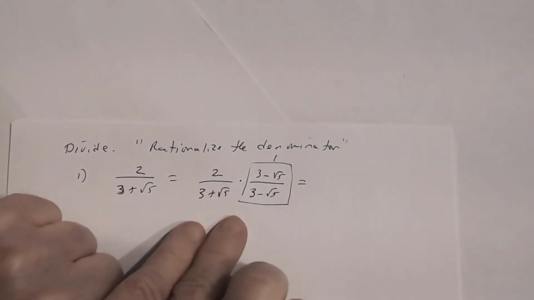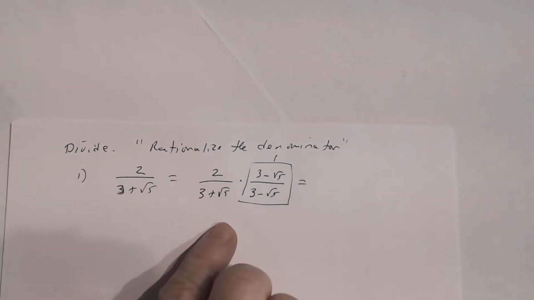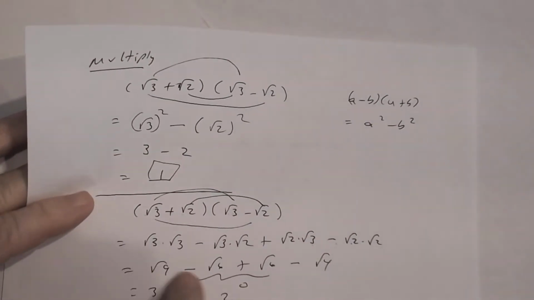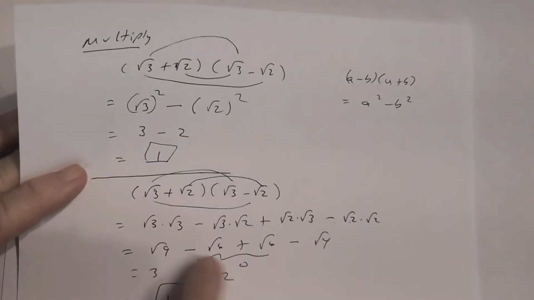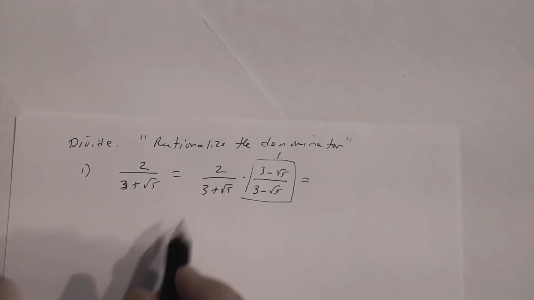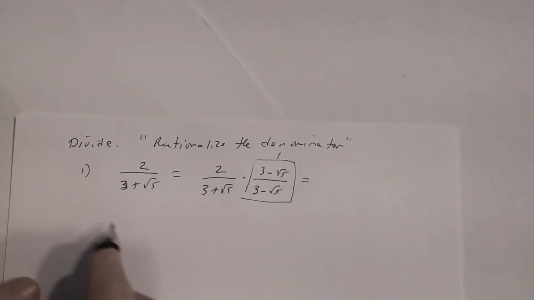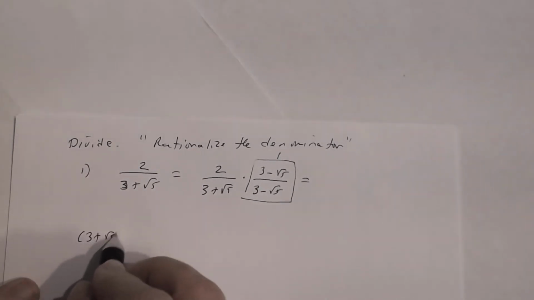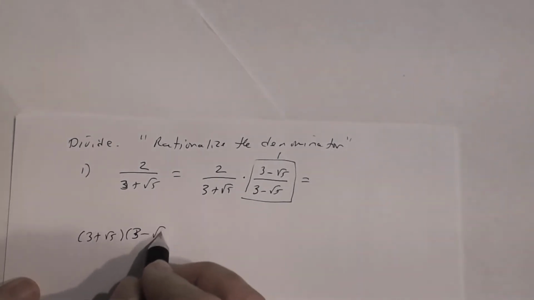Now, if you have to do it the long way, you do it the long way, meaning that you write out all four terms. But the outer and the inner will always be 0. So if I do some work on the side, let's look at the denominator. I have 3 plus the square root of 5 times 3 minus the square root of 5, right?